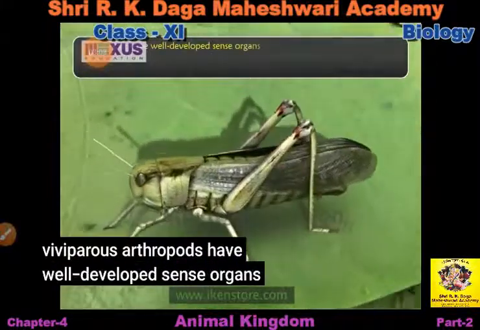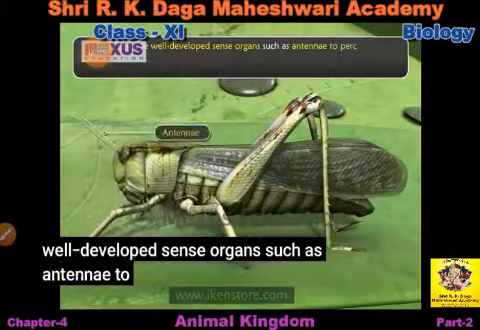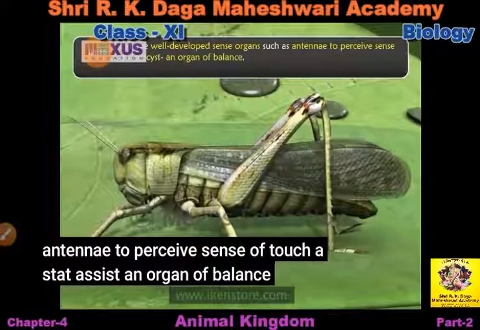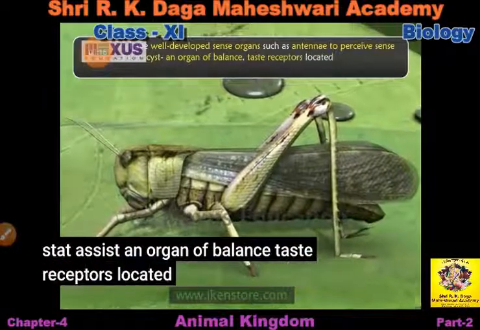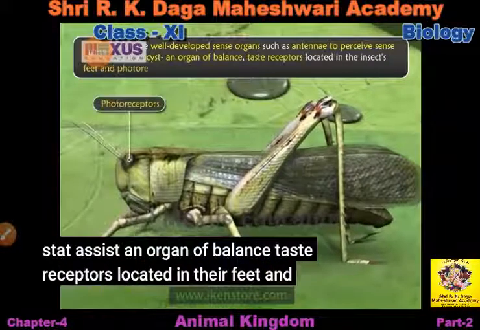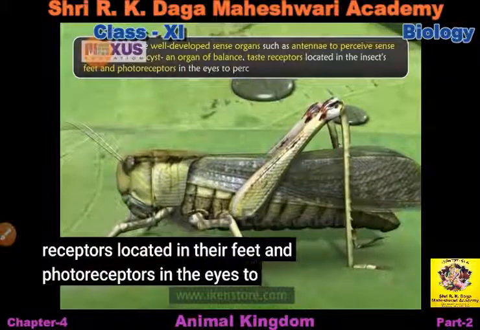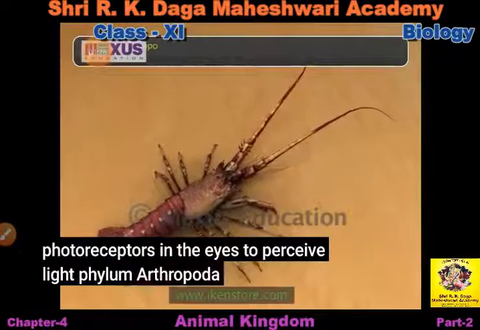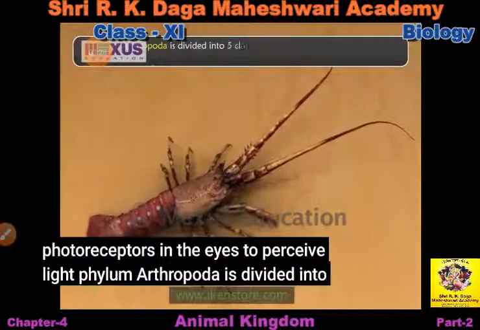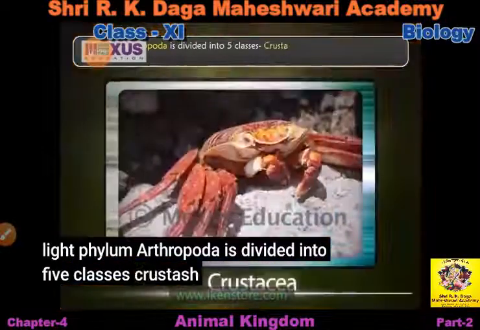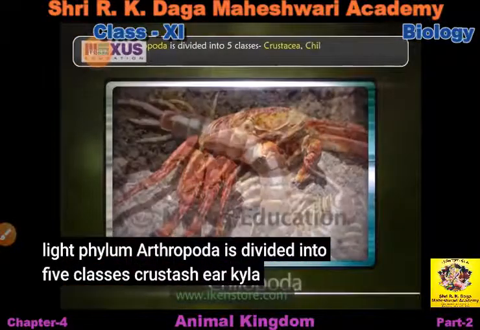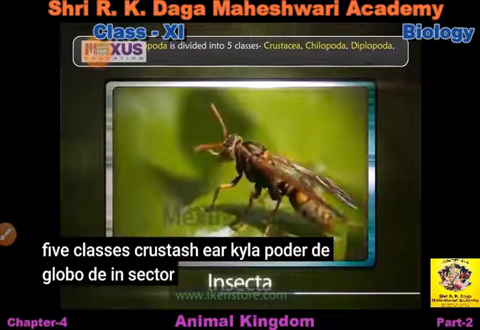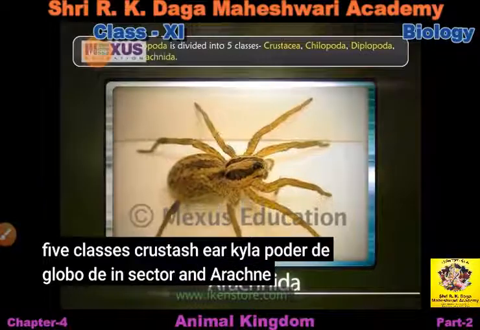Arthropods have well-developed sense organs, such as antennae to perceive the sense of touch, a statocyst, an organ of balance, taste receptors located in their feet, and photoreceptors in the eyes to perceive light. Phylum Arthropoda is divided into 5 classes: Crustacea, Chilopoda, Diplopoda, Insecta, and Arachnida.